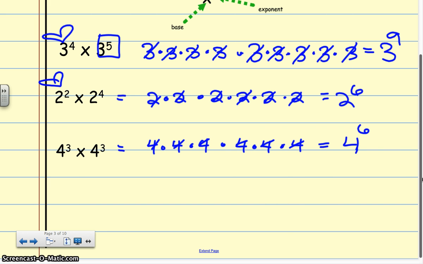I want you to notice the new exponent and find the relationship between the original ones. And think pair share of what the rule would be. Try to write your own rule that I would make.